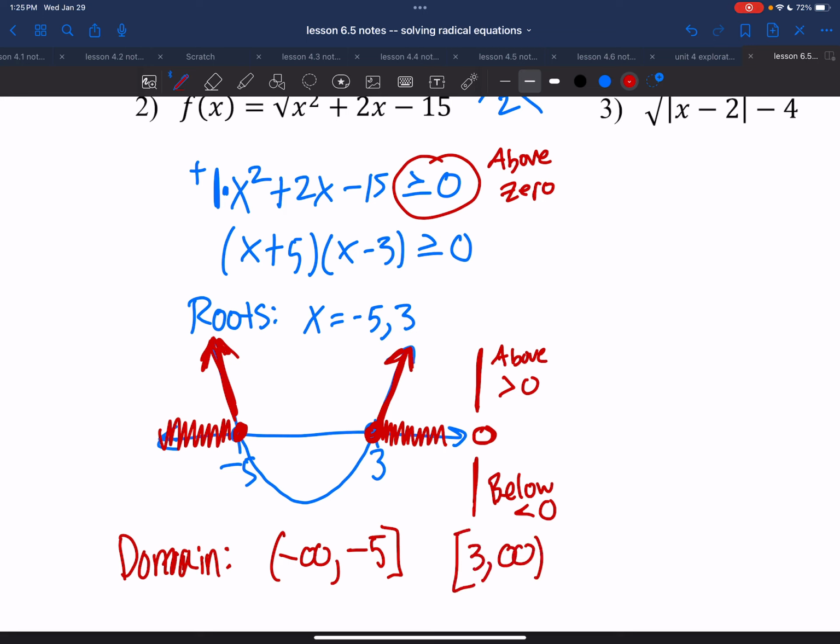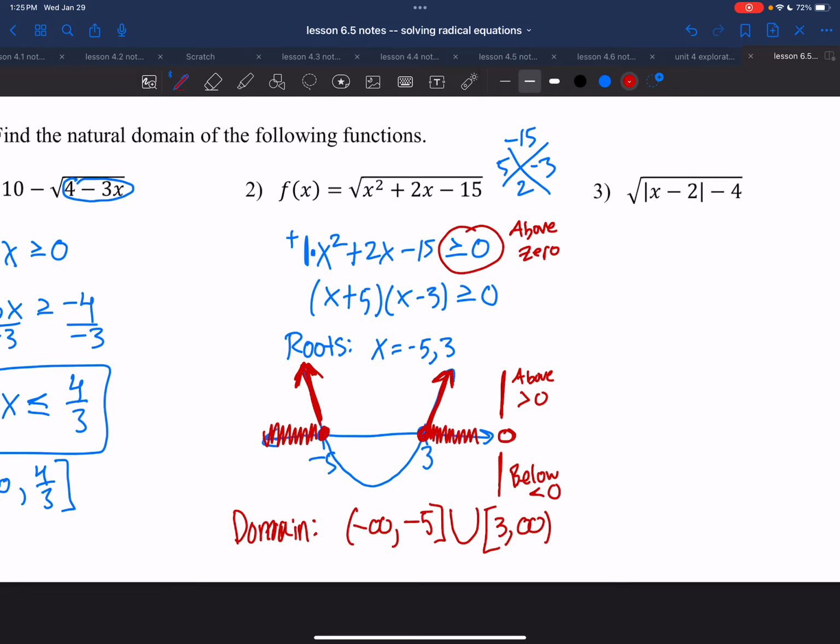And we want to join both of these intervals as part of the same solution, or, well, domain. So we union them. Put them together with the union, and I've got my solution. Okay? And that is that.